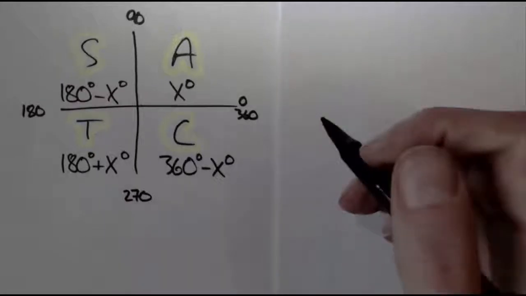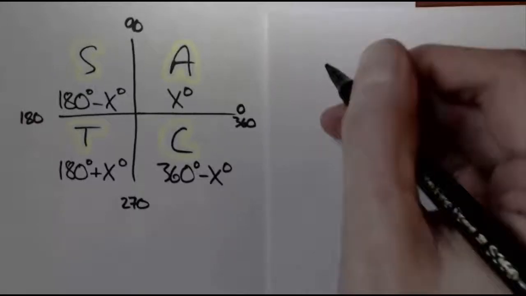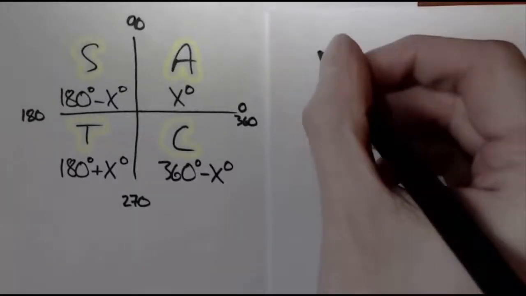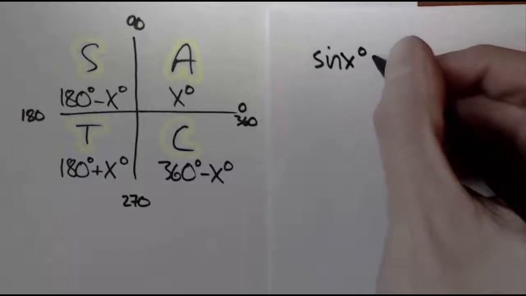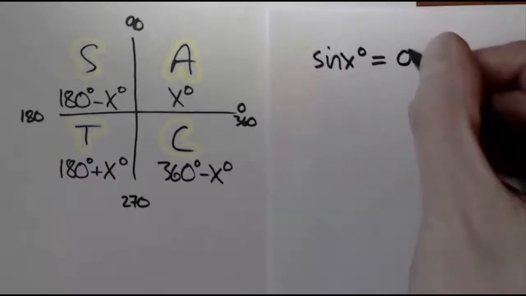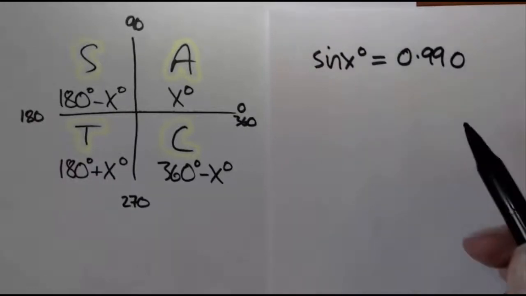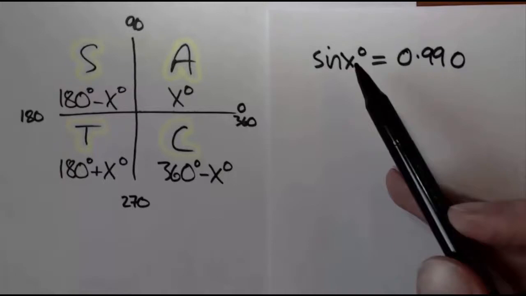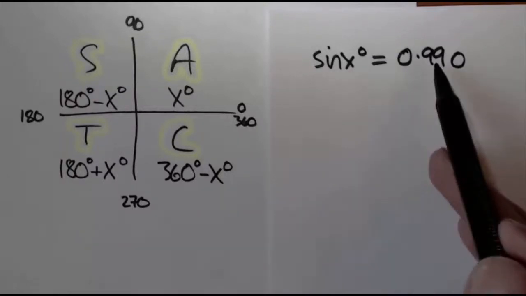Here's a couple of wee examples of the questions we were doing yesterday, even today. One of the questions is, if you've got sine x, and that is at 0.990, and what we're looking for is two values of x, when it's at 0.990.